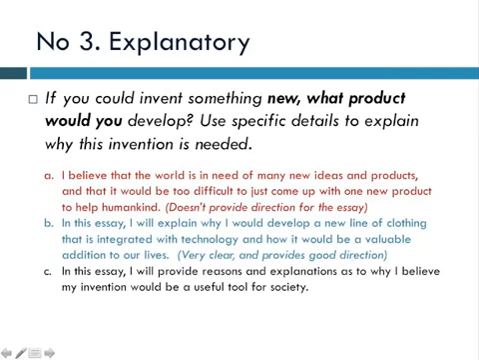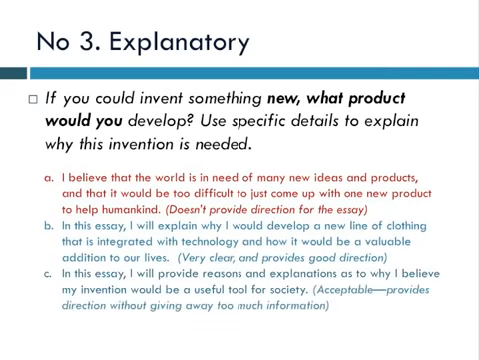Okay, what about the last one? Well, the last one is acceptable, especially if we state somewhere before it what your invention is going to be. So in this case, I would provide reasons and explanations as to why I believe my invention would be a useful tool. It's pretty much the minimum of a required thesis. And again, hopefully we mentioned what that invention would be in a previous sentence. So in this case, I think if you don't mention what the invention would be, that could be a problem.